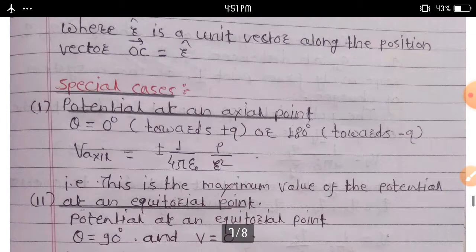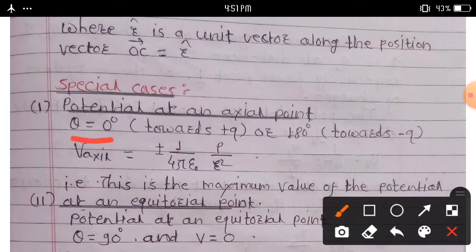First, potential at an axial point. At an axial point, theta is equal to 0 degree, toward the plus q, or 180 degree toward the minus q. Then the axial potential V_axial is equal to plus or minus 1 upon 4 pi epsilon naught p upon r square. This is the maximum value of the potential.